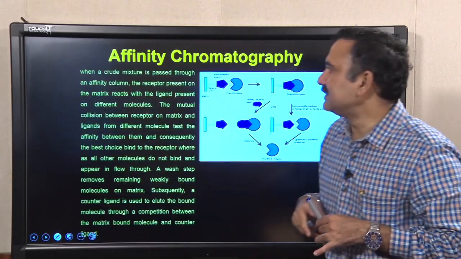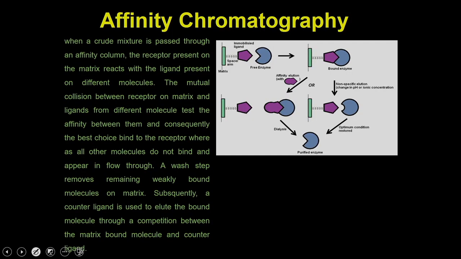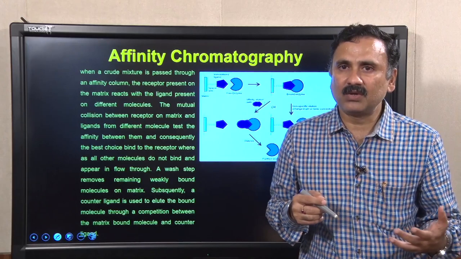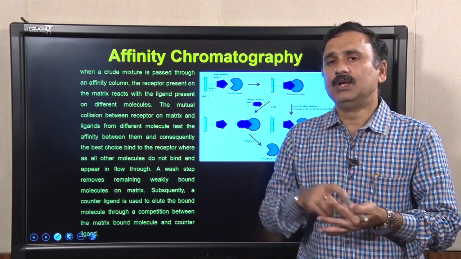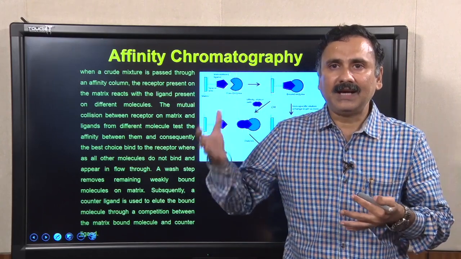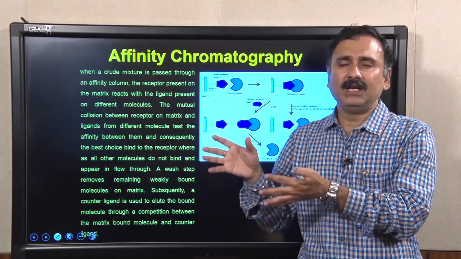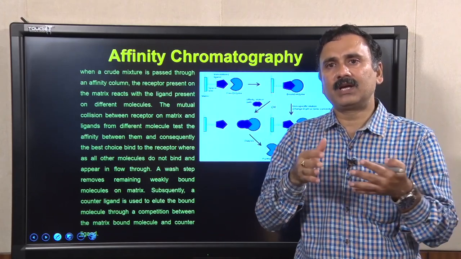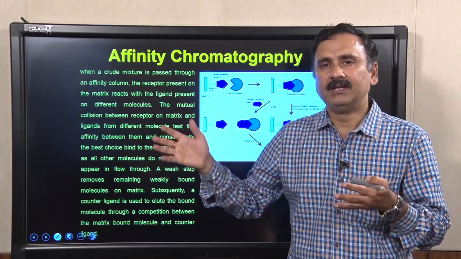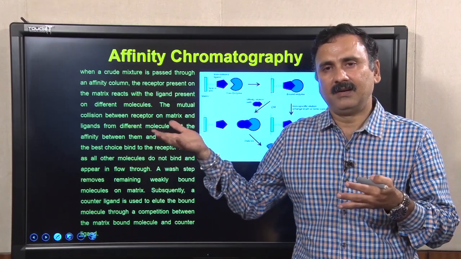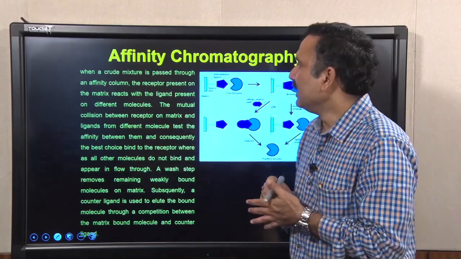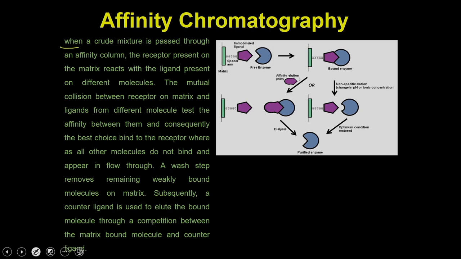How can you utilize this kind of phenomenon in affinity chromatography? What you can do is tag either the receptor or the ligand to the beads, and then you can purify the complementary partner. For example, a crude mixture.